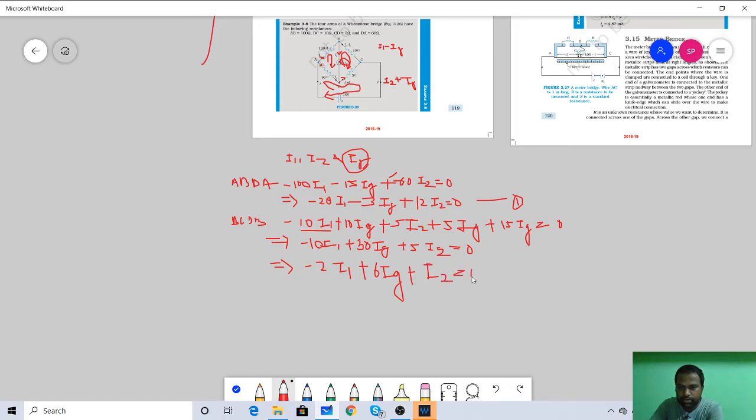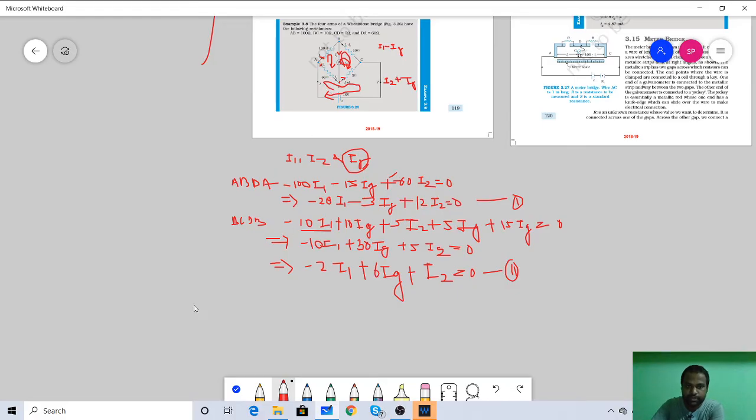Just after this last equation, we'll use the simple equation-solving techniques that you have already learned in your high school classes: substitution, elimination, cross multiplication. Using these techniques you can solve I1, I2 and Iz. So this is your second equation. Now we'll go for the third equation.